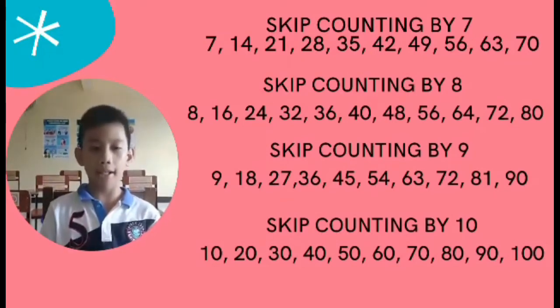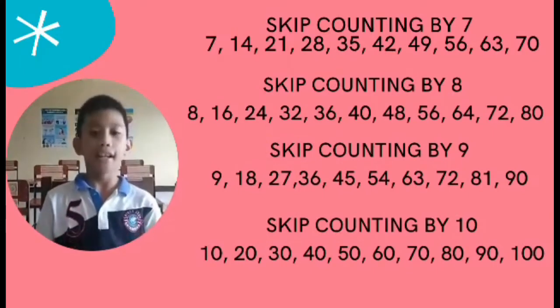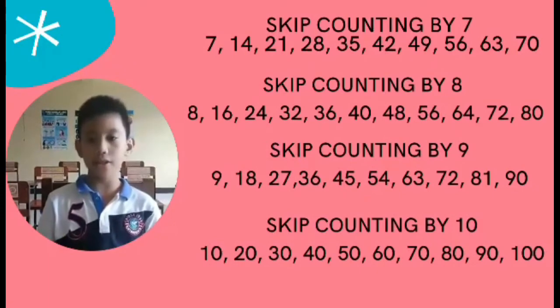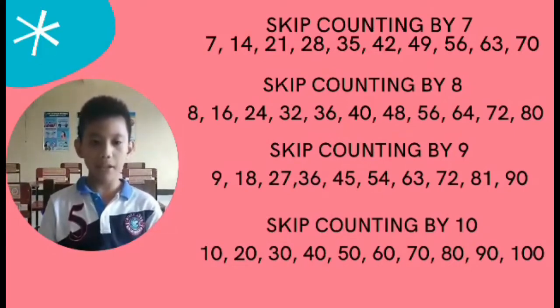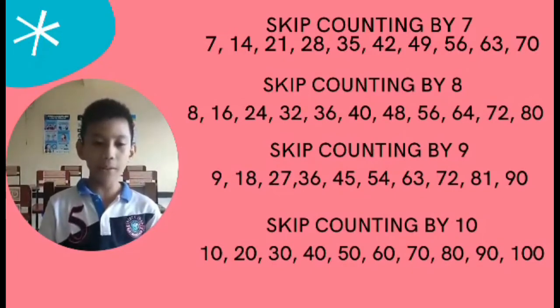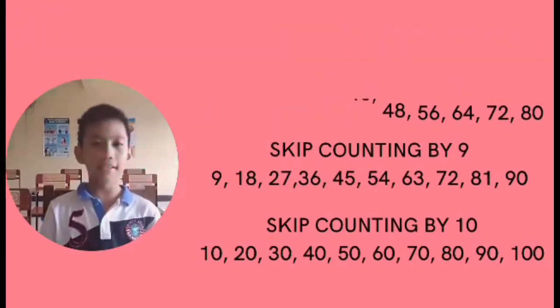Skip counting by 8. 8, 16, 24, 32, 40, 48, 56, 64, 72, 80. Skip counting by 9. 9, 18, 27, 36, 45, 54, 63, 72, 81, 90. Skip counting by 10. 10, 20, 30, 40, 50, 60, 70, 80, 90, 100.